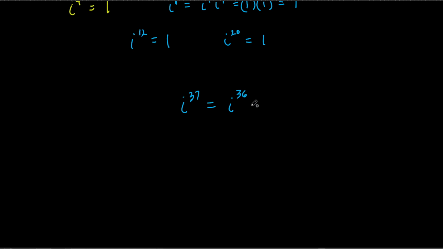But what is I to the 37th? It's I to the 36 times I to the what? First, or just I. Would you agree? That's I to the 37th. What's I to the 36th? It's 1 times I to the first. So I to the 37th is just an I. You get me? So that's kind of fun, huh?